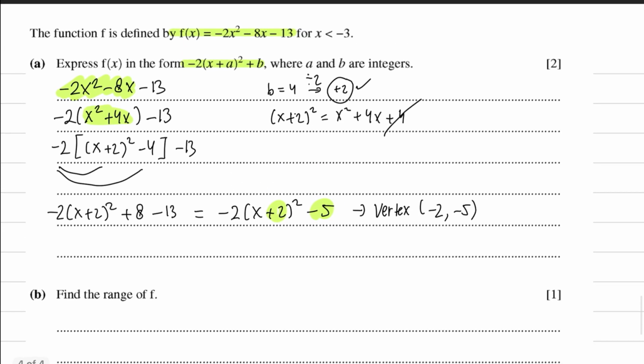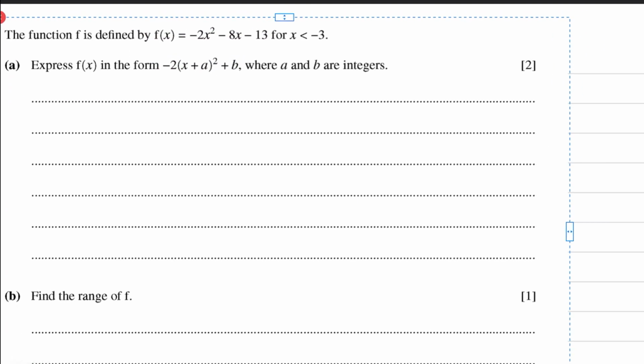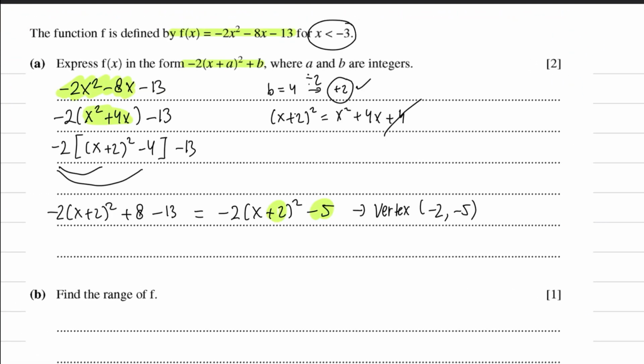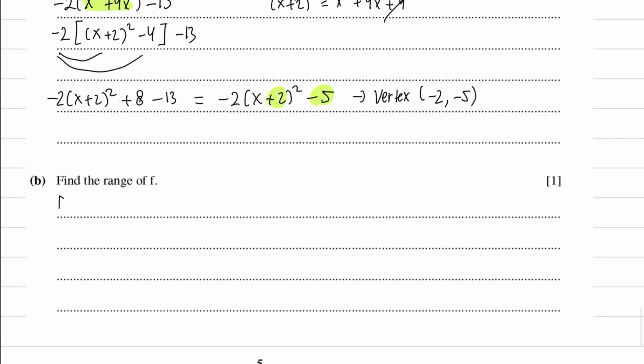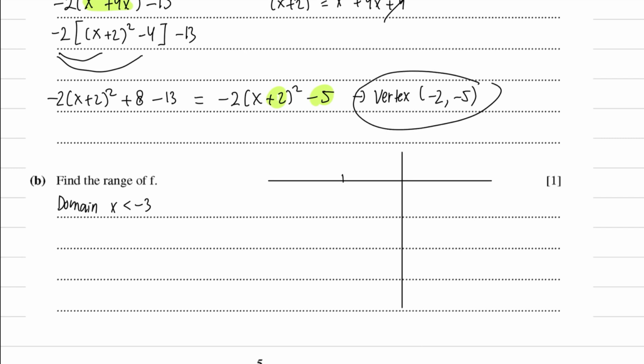And then we focus on the domain. Sorry, the domain is x less than -3. So we write down here the domain is x less than -3, and then maybe we can sketch the graph to see what happened with the graph. We have the vertex (-2, -5). This is our vertex. And because our a here is less than 0, that means the curve will face down like this. Now, we just care about the domain.